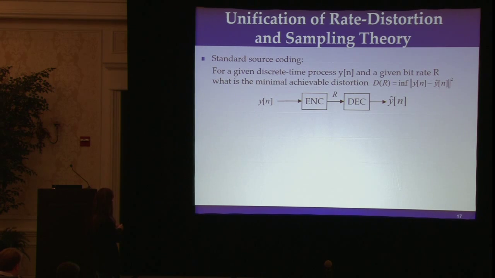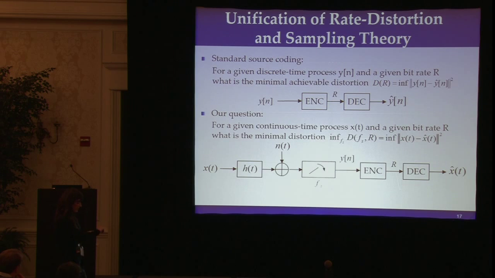To make that a little bit more specific, in standard source coding, like we said, we look at an input that's discrete in time but continuous in amplitude. We assume that we have a fixed bit rate R. And we ask ourselves, what is the minimal distortion we could get between the recovered output and the input if we use an optimal encoder-decoder pair? That gives us the rate distortion curve. For a given rate, we get the optimal distortion, assuming that we design an optimal encoder-decoder.